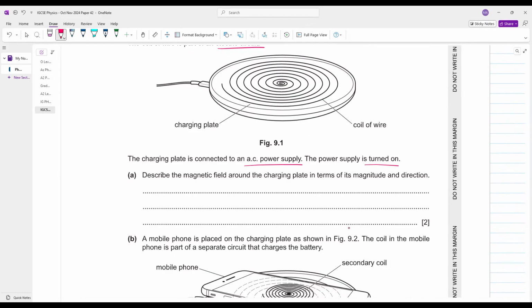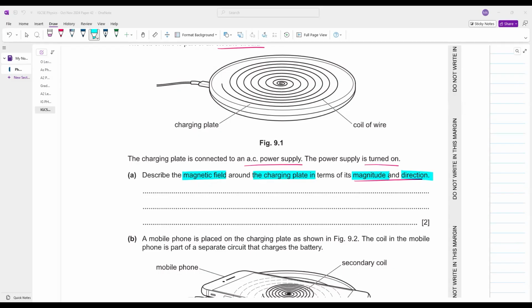Describe the magnetic field around the charging plate in terms of magnitude and direction. You have to describe the magnetic field around the charging plate in terms of its magnitude and direction. How will you do that? Very, very easy.